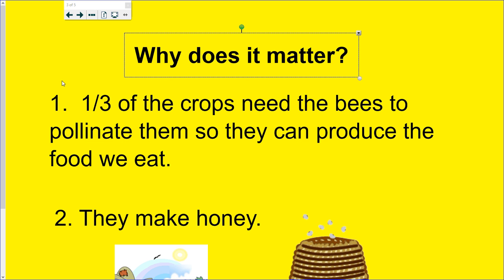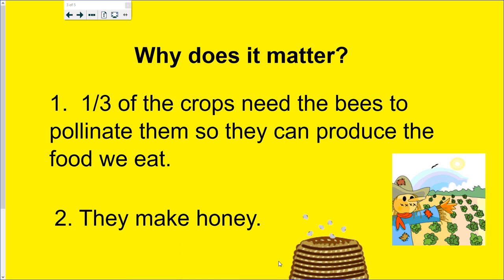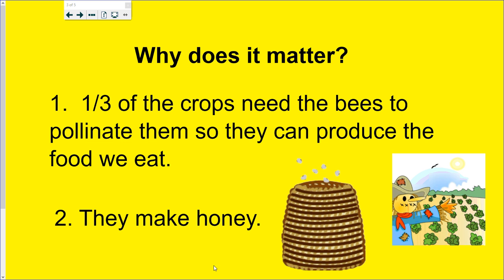Well, part of this is because they told us that 1/3 of the crops need the bees to pollinate them so that they can produce the food we eat. And that's a very important part. And they also make our honey. I'm going to move this over here so you can see it. Okay. So they make honey and they help pollinate the food or the plants that later become our food.